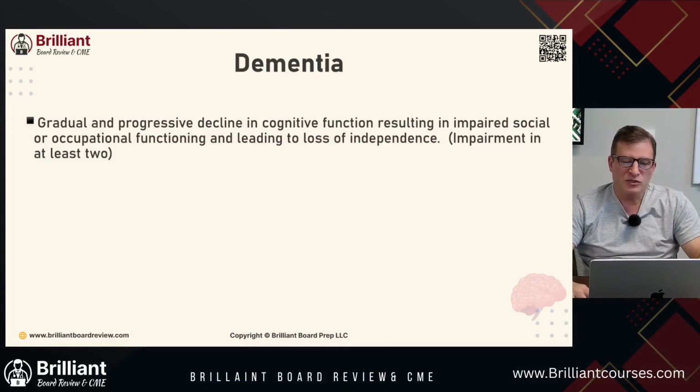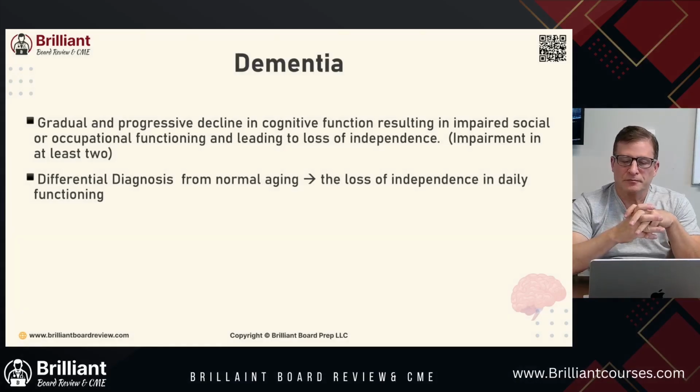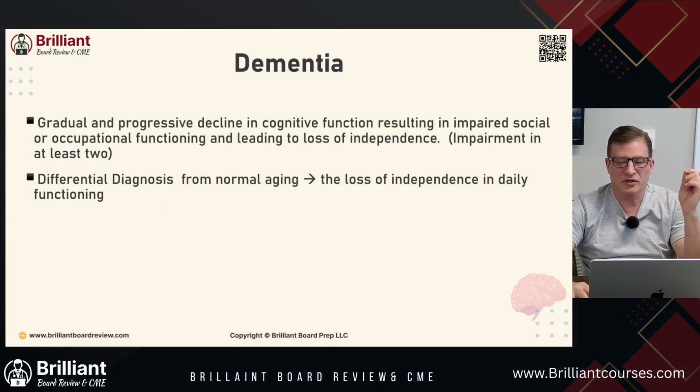Dementia is a gradual and progressive decline in cognitive function resulting in impaired social or occupational functioning and leading to loss of independence. Impairment in at least 2. So if somebody has a higher education or occupational advancement, there's going to be a delay or reduced risk of onset. Once you're diagnosed with dementia, it reduces the lifespan. Your lifespan is usually 3 to 12 years post-diagnosis, with longer duration associated with early onset diagnosis. So we got an early diagnosis of dementia.